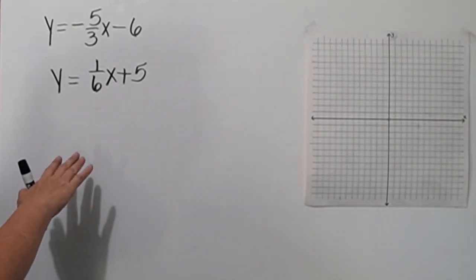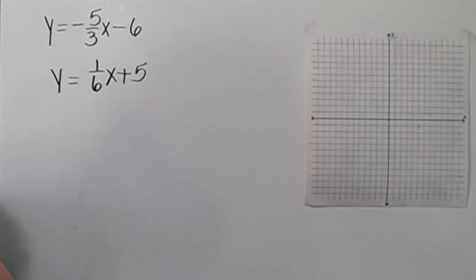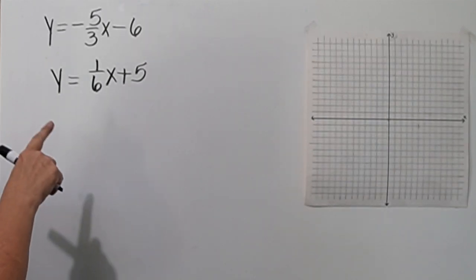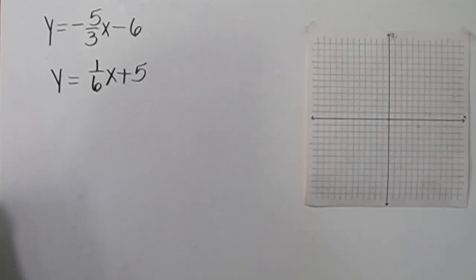So let's look at problem number 1. We have y is equal to negative 5/3 x minus 6 and y is equal to 1/6 x plus 5. Both of them have an x and y. So we want to know what is the one pair of numbers that makes both of these true. And we're going to solve this with the graphing method.